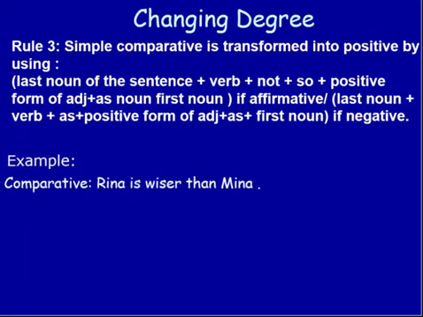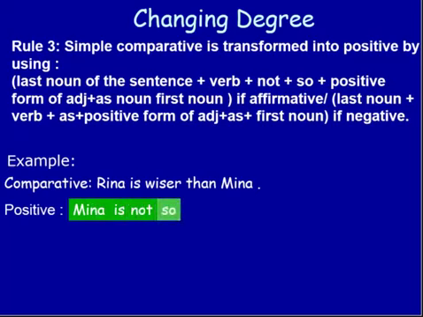Rina is wiser than Mina. If the comparative form is affirmative, we will have to transform it into the negative in the positive. Look, the last noun will be first, Mina. Then you will have to write is according to the subject and the tense. Then you will have to use not, and then you will have to use so in case of negative, and after that we will have to use the positive form of the adjective. After that we will have to use as, then you will have to use the first noun. Mina is not so wise as Rina.